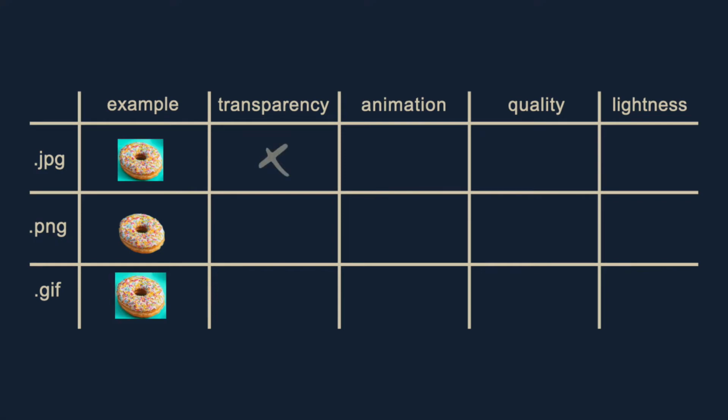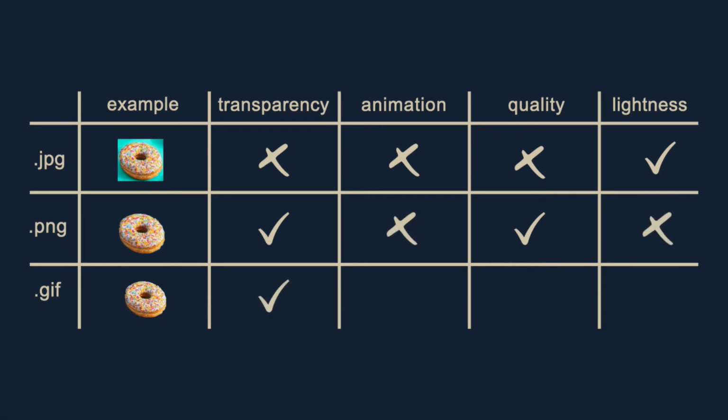For example, a JPEG file cannot support transparency, nor can it be animated, but it is lighter by default and allows you to tweak its quality to make it even lighter. A PNG file, on the other hand, supports transparency and displays the highest quality, but cannot be animated and is quite heavy. Finally, GIF files support transparency and can be animated, but they are lacking quality, and because they typically are made of multiple graphics to create the animation, they are quite heavy as well.